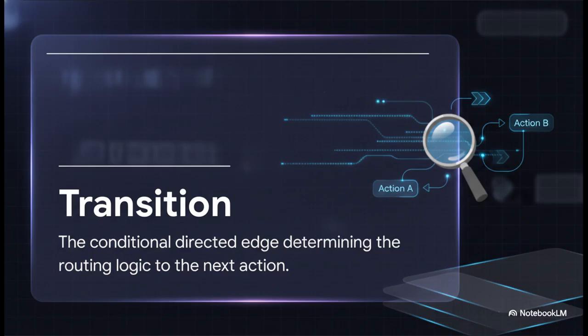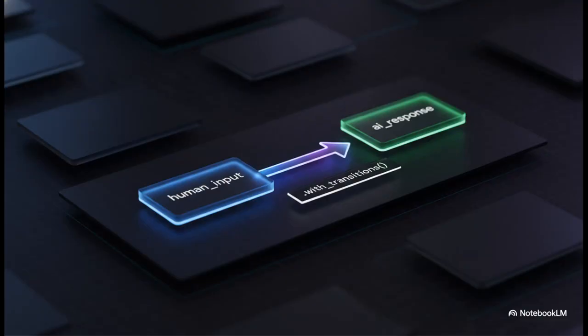It determines the routing logic to the next action based entirely on the exact current values residing in your state object. This is exactly how you build out your loops, your fallback mechanisms, and your conditional branches. You string all these functional nodes together using the application builder and its .with_transitions method.